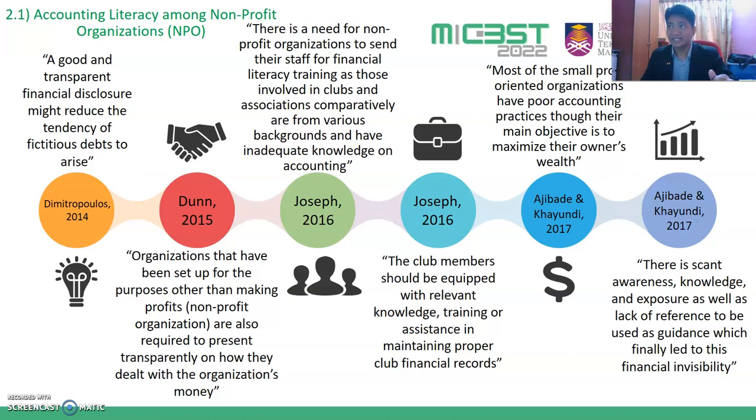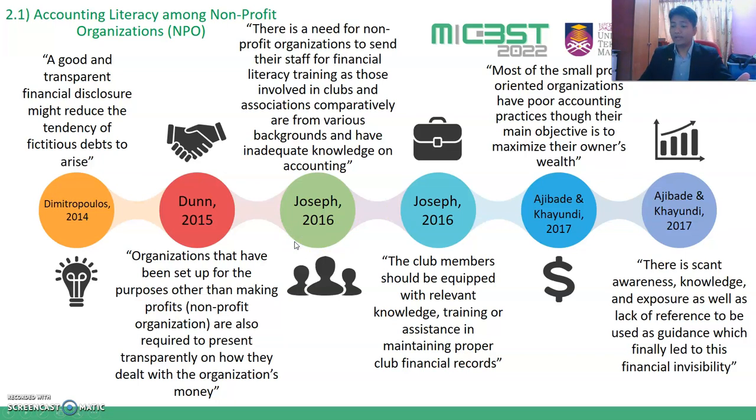And according to Joseph, 2016, there is a need for non-profit organizations to send their staff for financial literacy training, as those involved in clubs and associations are comparatively from various backgrounds and have inadequate knowledge of accounting. And according to Joseph, 2016 as well, the club members should be equipped with relevant knowledge, training, or assistance in maintaining proper club financial records. And according to Ajibadi and Kayundi, 2017, most of the small profit-oriented organizations have poor accounting practices though their main objective is to maximize their owners' wealth. And according to Ajibadi and Kayundi 2017 as well, there is scant awareness, knowledge and exposure, as well as a lack of reference to be used as a guide, which finally leads to this financial invisibility.